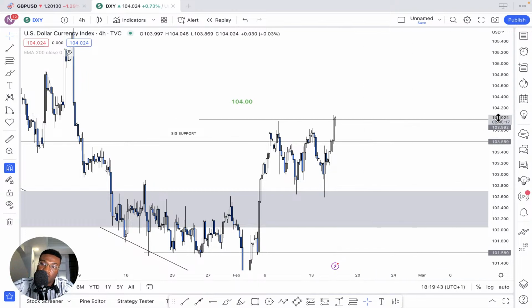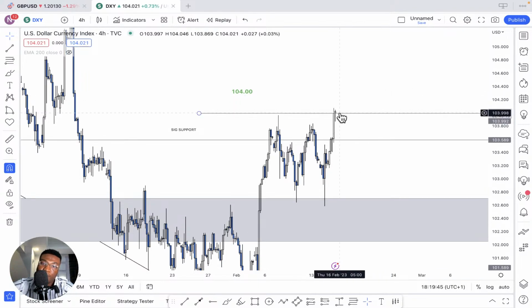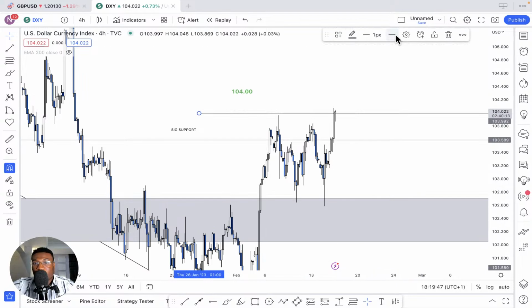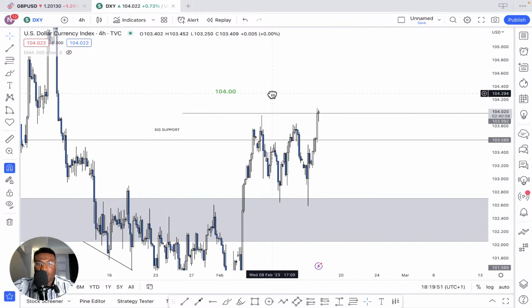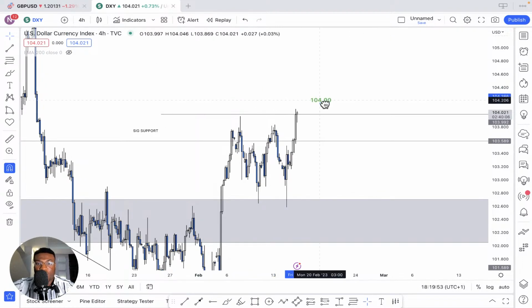I want to see this break above. Let me identify the level for you guys as well. Okay, it's already identified. So I want to see the break above 104 sustained bullish, right? And then I can use that as a bias to identify the direction relative to other currency pairs.